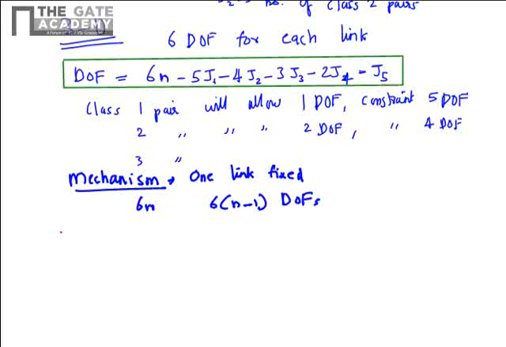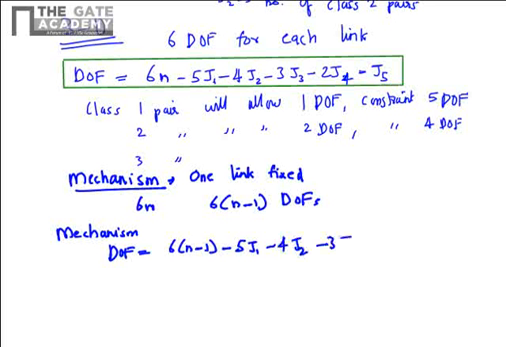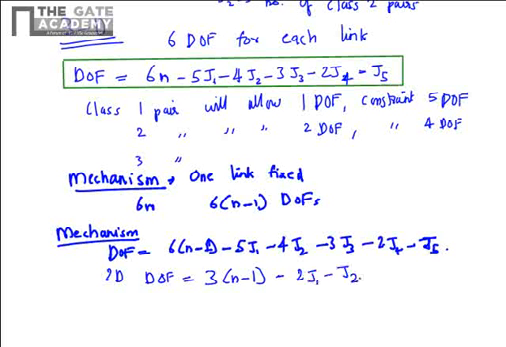So, that's how in a mechanism the degrees of freedom will be 6(n minus 1) minus 5 j1 minus 4 j2 minus 3 j3 minus 2 j4 minus j5. In case of 2D, the degree of freedom will be 3(n minus 1) minus 2 j1 minus j2. So these are the equations for the mechanism.